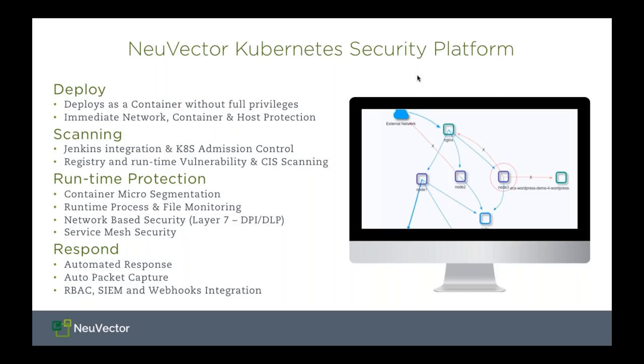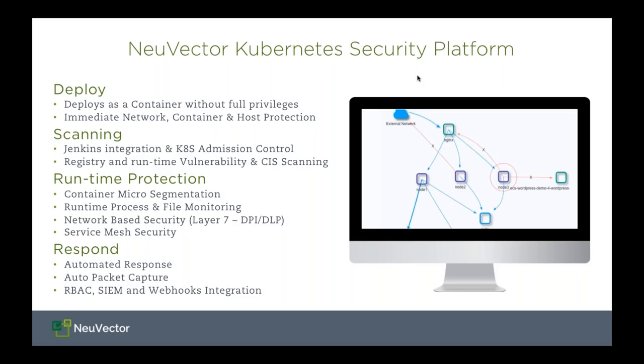So the first thing, of course, we offer is scanning, and Chip will show us how we have embedded that into Jenkins, and also we'll show you registry scanning and CIS benchmark scanning, as well as the integration to Kubernetes admission control. And then on the runtime side, we automatically learn the network patterns through behavioral learning, and then we lock those down into a container micro segmentation, and we'll either report or prevent all unauthorized network connectivity between the containers and in and out of your Kubernetes environment. We also monitor process and files along the way for suspicious processes and suspicious file system activity.